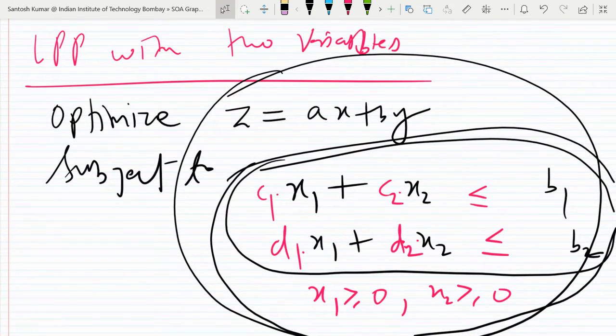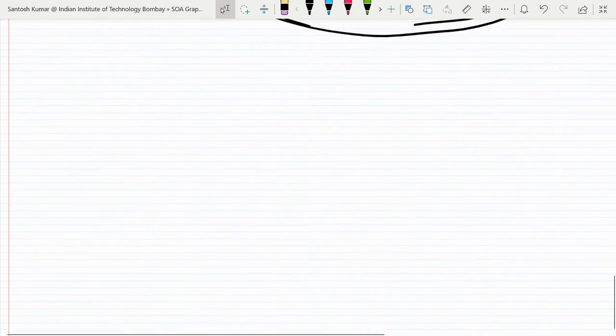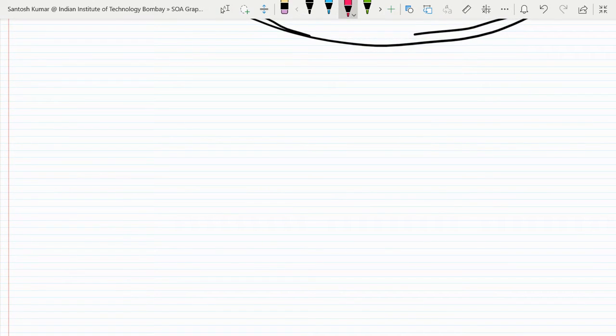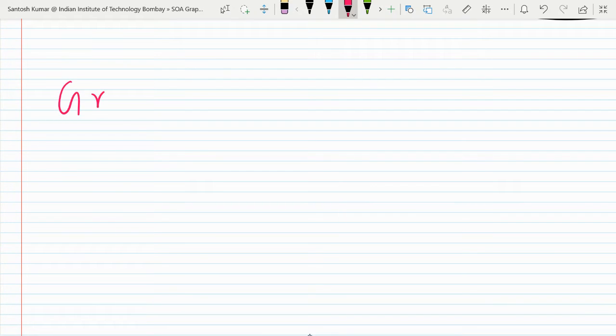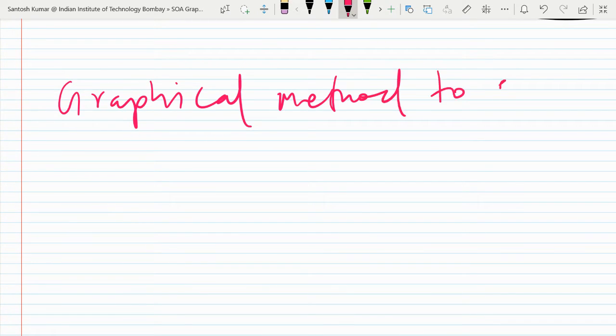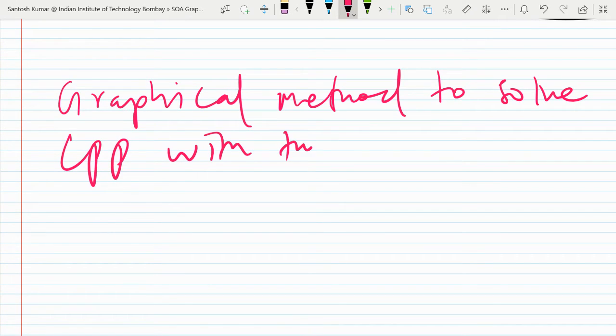So we are interested in finding the solution. We have different methods. Here I would like to discuss the graphical method. Graphical method is only for two variable cases. So I will discuss the graphical method to solve LPP with two variables.